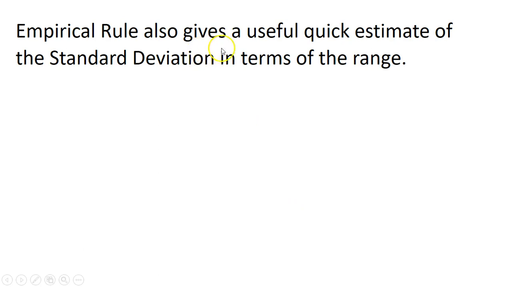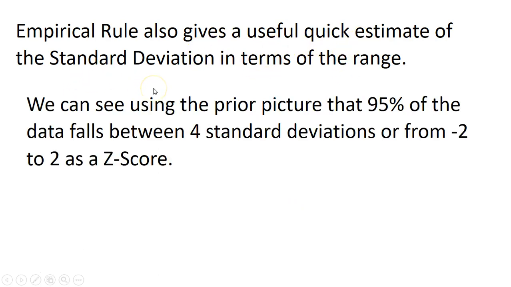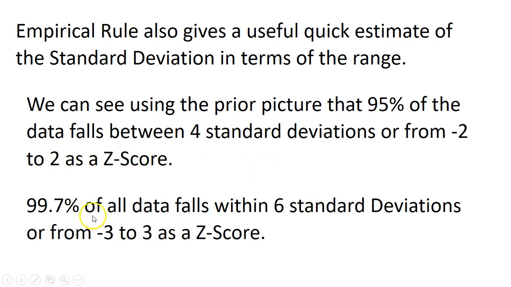The empirical rule also gives us useful, quick estimates of standard deviations in terms of the range. Using the prior picture, we can see that 95% of the data falls within 4 standard deviations total, or between -2 and 2 of the z-score, 2 on each side. 99.7% of all data falls within 6 standard deviations total, or -3 to 3 on each side.